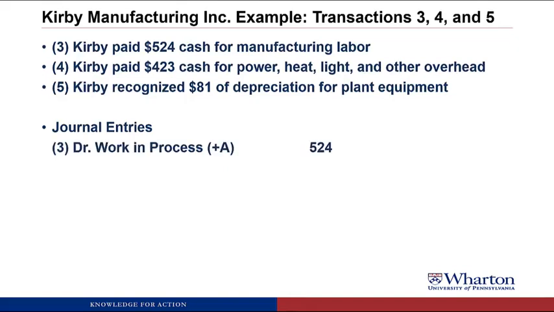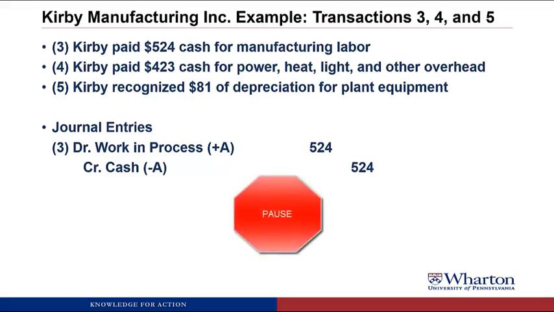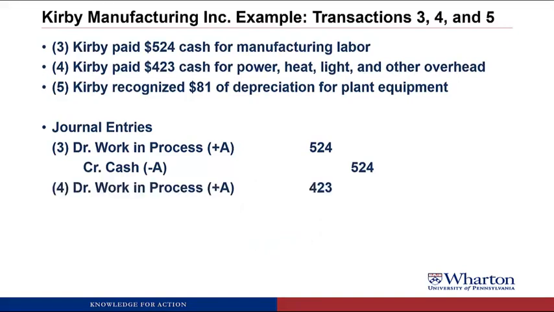So we debit work in process inventory for $524. So that adds those costs to the costs that we're accumulating in work in process inventory. And we credit cash because we're paying cash for the labor. Now let's try number 4. The journal entry is going to be the same. We debit work in process inventory for $423 to add those costs to the work in process account. And we credit cash because we paid cash for all of these overhead costs.